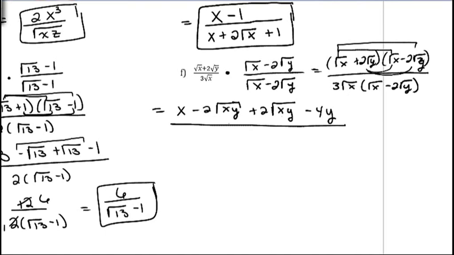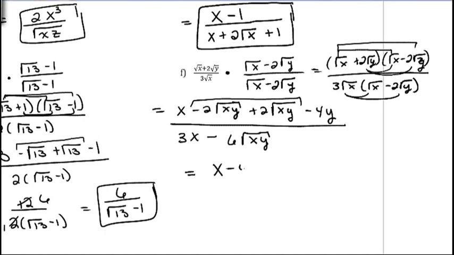And on the bottom, you can go ahead and distribute this. We're not going to be able to cancel anything because we won't have any square roots left up in our numerator when we're done. And so 3 square root of x times square root of x is 3x. And then 3 square root of x times negative 2 square root of y is going to be negative 6 square root of xy. So these two middle terms again will be 0, and so we have x minus 4y on the top, and on the bottom we have 3x minus 6 square root of xy.